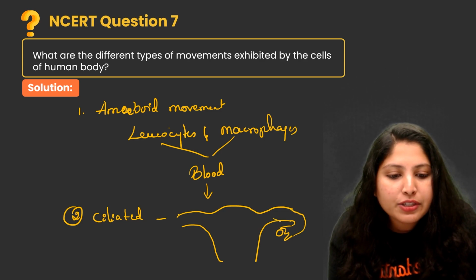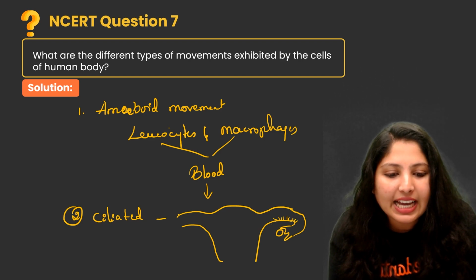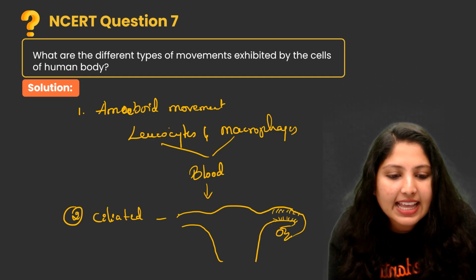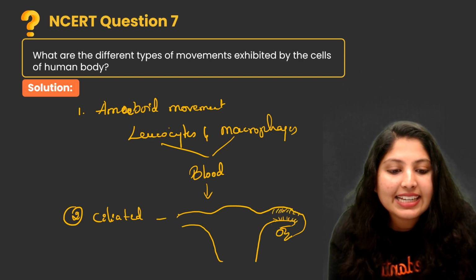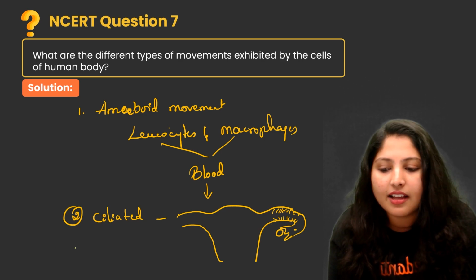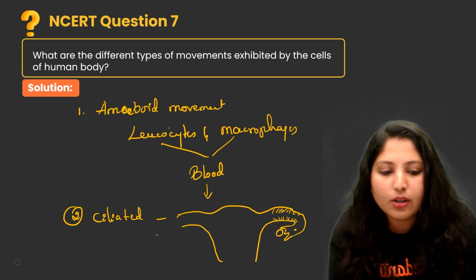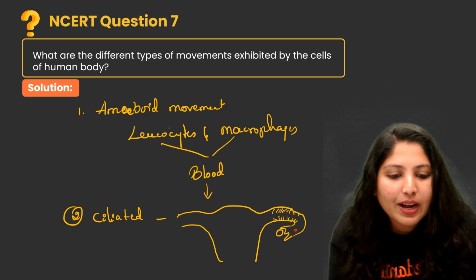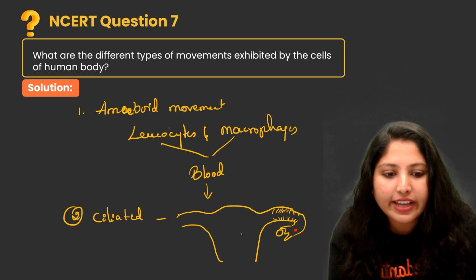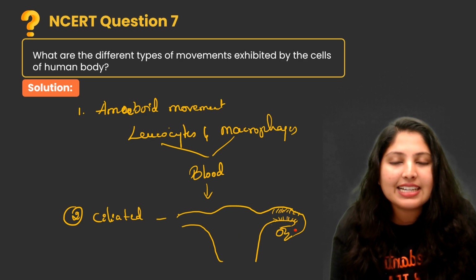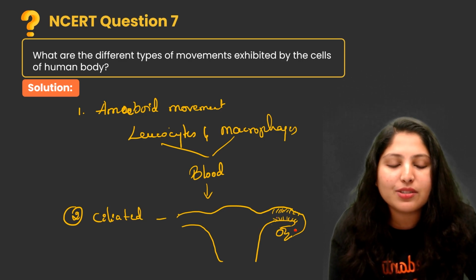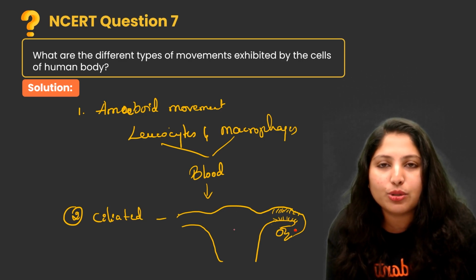In the fallopian tube, we can find many cilia, so ciliated cells will be present. These ciliated cells allow the ovum to move towards the uterus. These ciliated cells show oscillatory movement so that the ovum enters into the uterus.